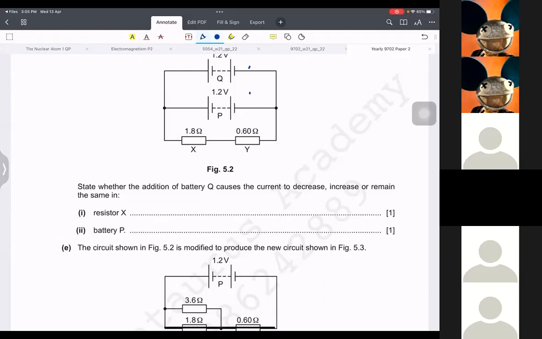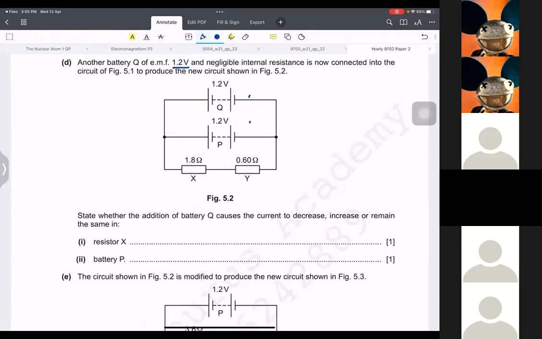Now, I would just like to tell you that batteries in parallel basically do not do anything different. What they do is supply the same voltage to the others, but they have less current coming out. So basically, the current of this and the current of this will give the same amount of current, and they will last longer. So resistor X would remain the same and battery P would reduce.